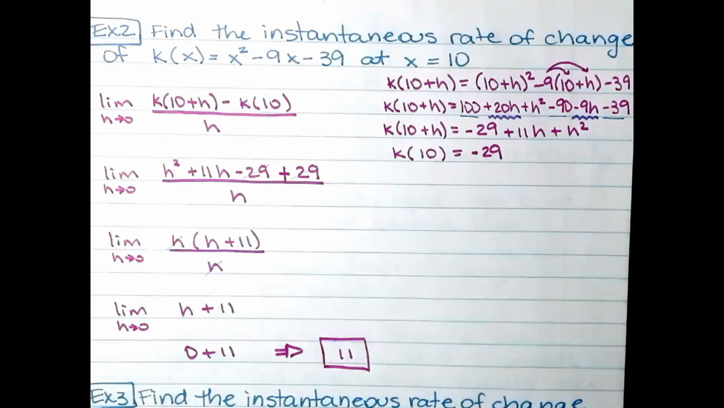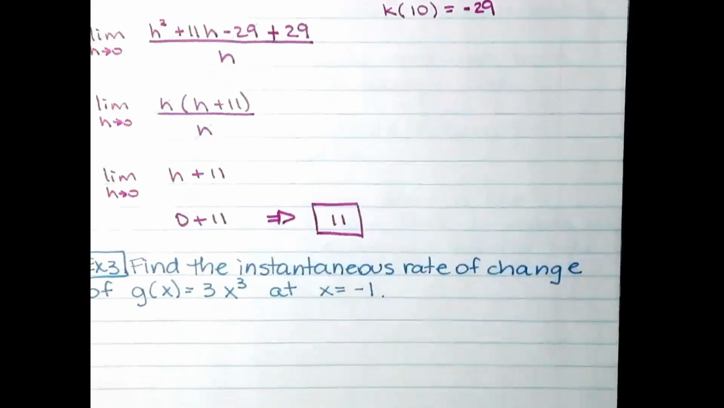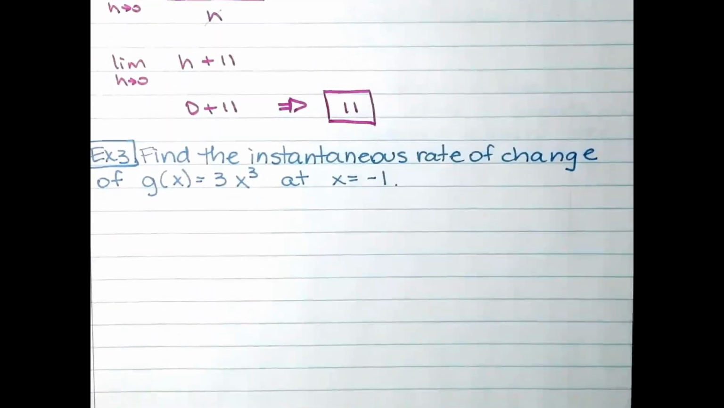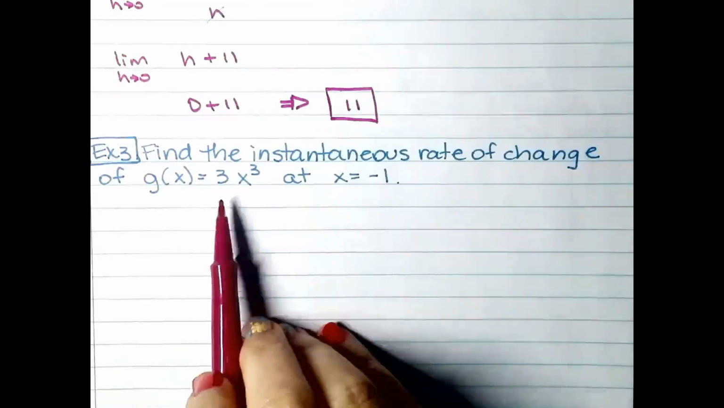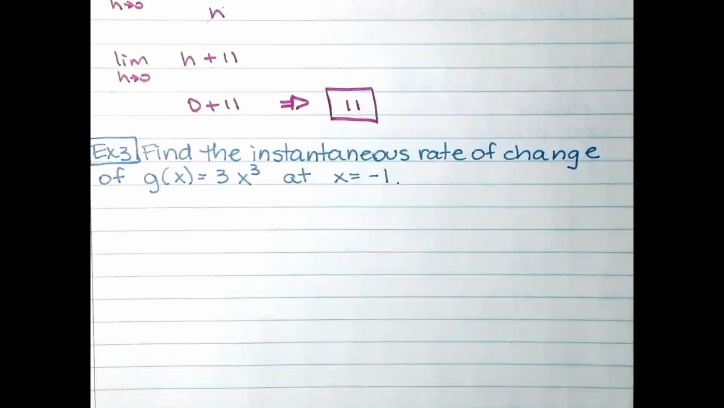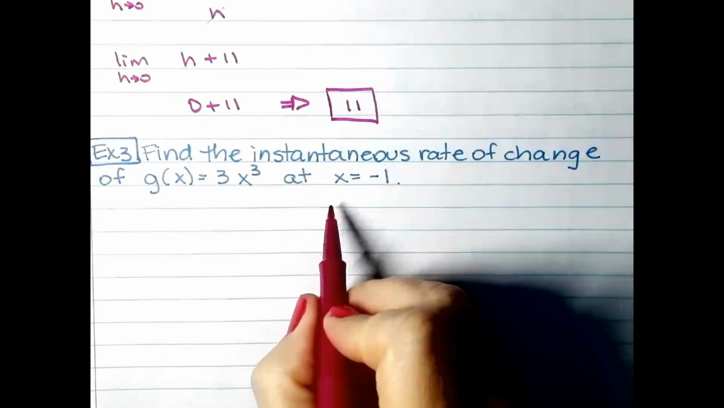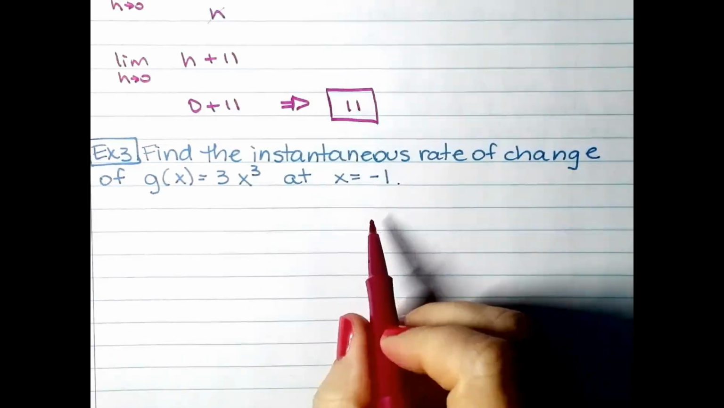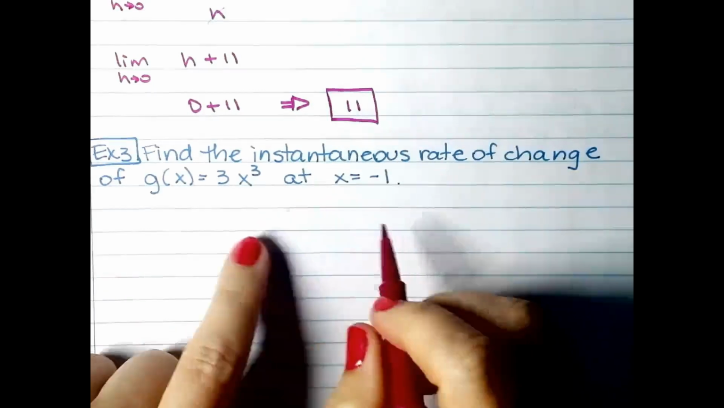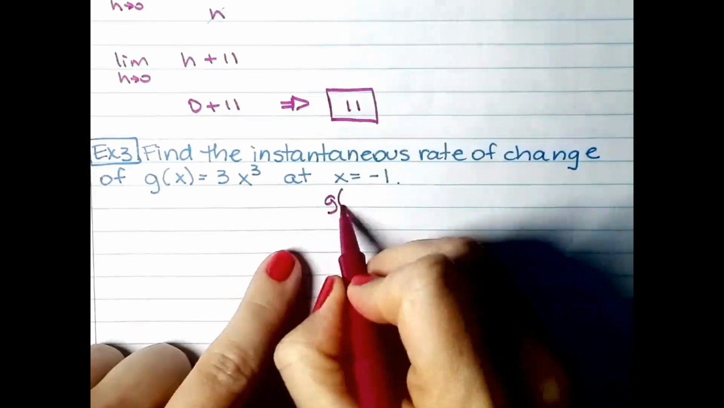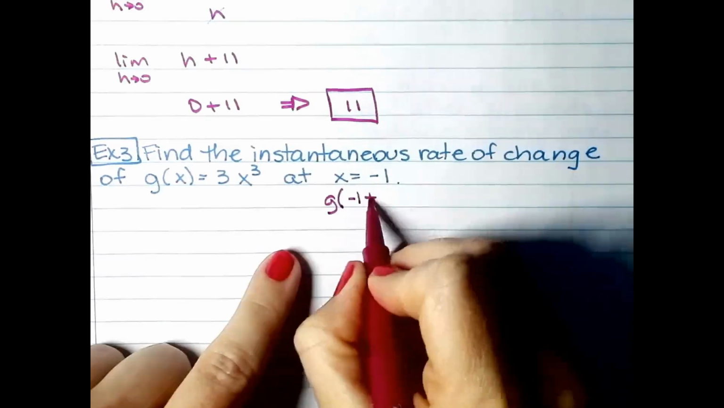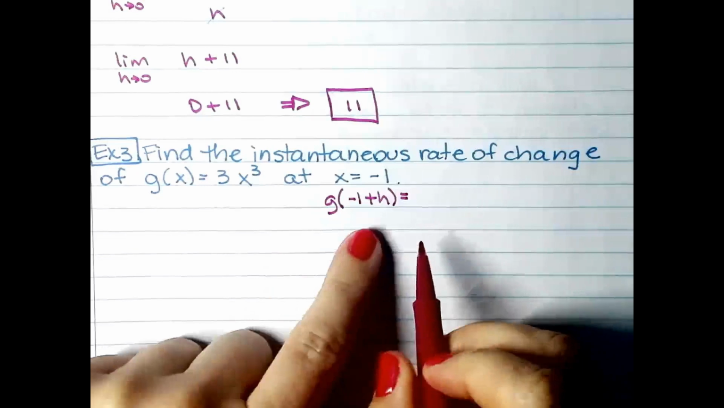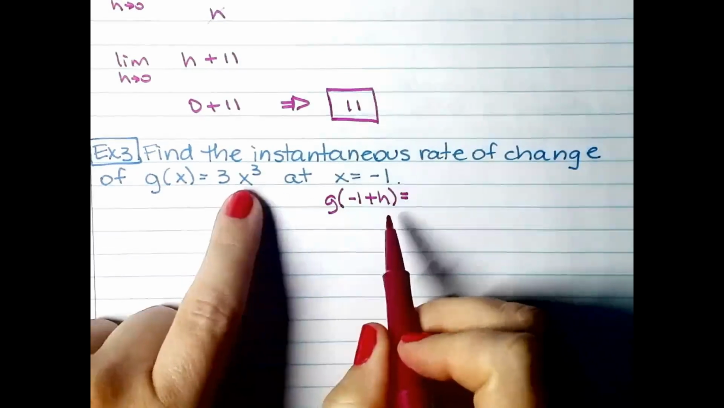Last one. Do I have enough room right there? We'll see. So we're still finding the instantaneous rate of change, but now we have a cubic function. Okay. I will leave a lot of room right here because I think when I expand that, I'm going to need a lot of room. Okay, so I know I need to find g of negative 1 plus h. I will substitute negative 1 plus h right there for x.